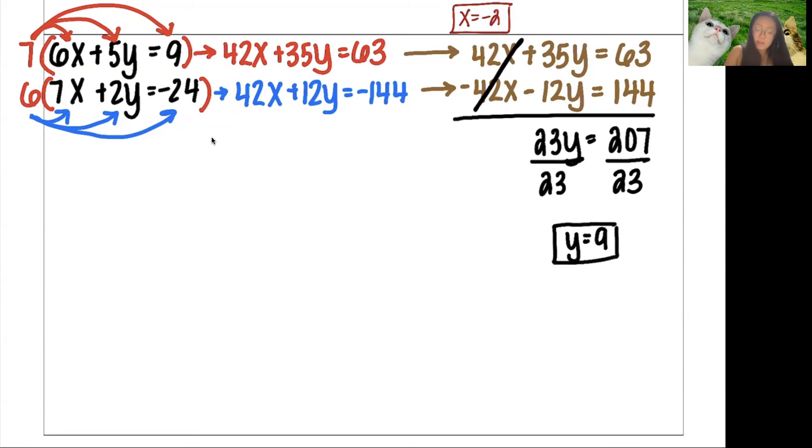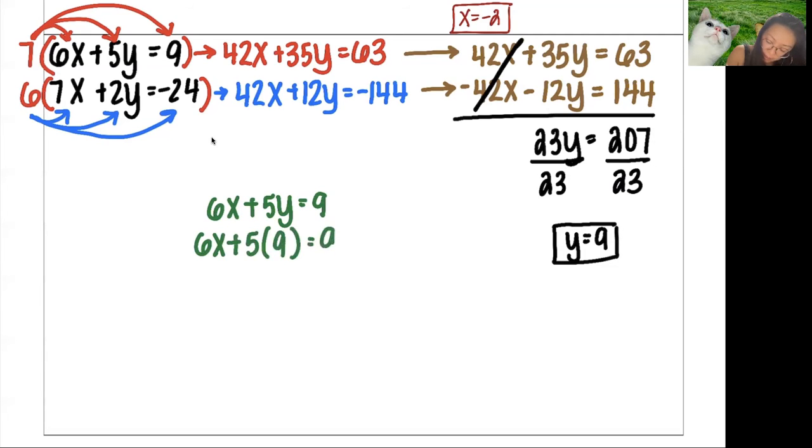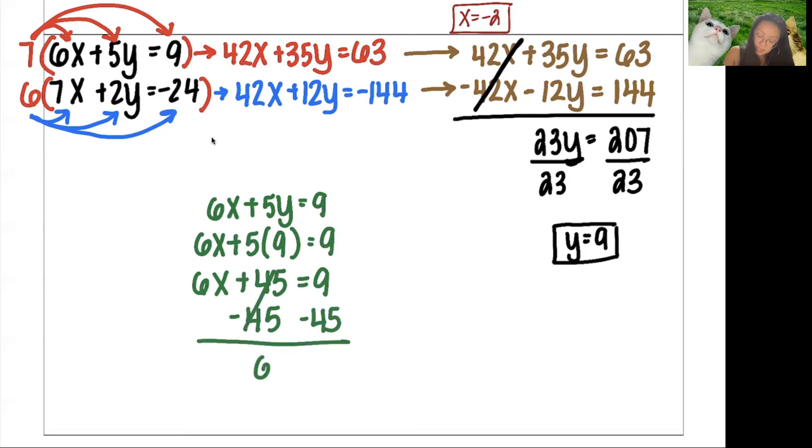We are not done. Remember, we need to plug in in order to solve for the other variable. Choose any equation. I'm going to choose the first one. 6x plus 5y is equal to 9. I know y is equal to 9, so let's plug in. 6x plus 5 times 9 is equal to 9. That's going to be 5 times 9 is 45. So 6x plus 45 is equal to 9. Minus 45 from both sides. I get 6x is equal to negative 36. Divide by 6 on both sides to get x by itself. x is equal to negative 6.